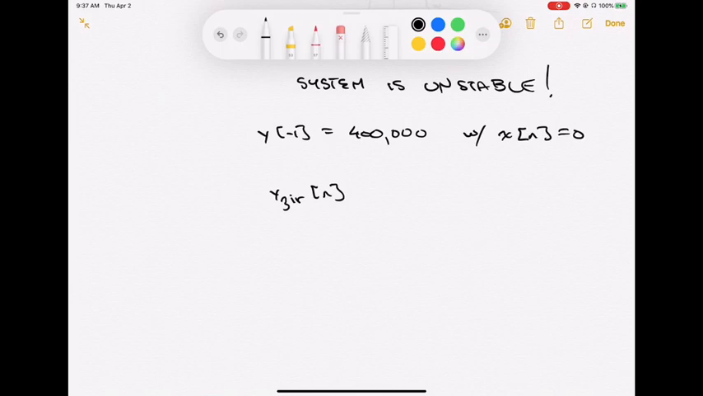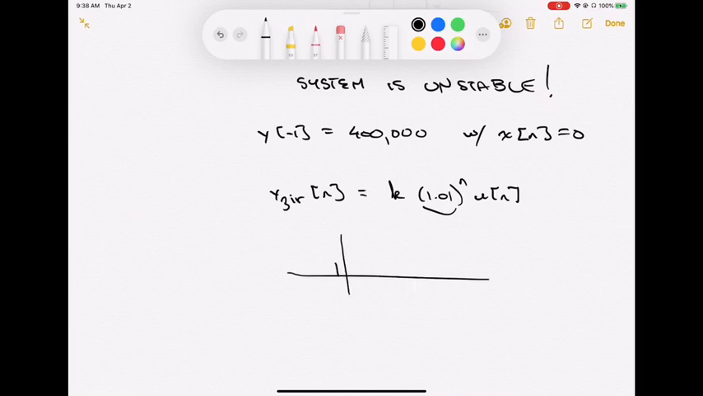We had spent some time solving that, and we know it's some scale factor, call it k, times our mode 1.01 raised to the n. It's just a sum of modes. Because this system is unstable, because that mode is greater than 1, what do I expect that zero input response to look like? It started out at 400,000 at minus 1, and because this factor is greater than 1, it's going to keep growing exponentially. This means that if you never make payments on your loan, the balance keeps growing without bound.